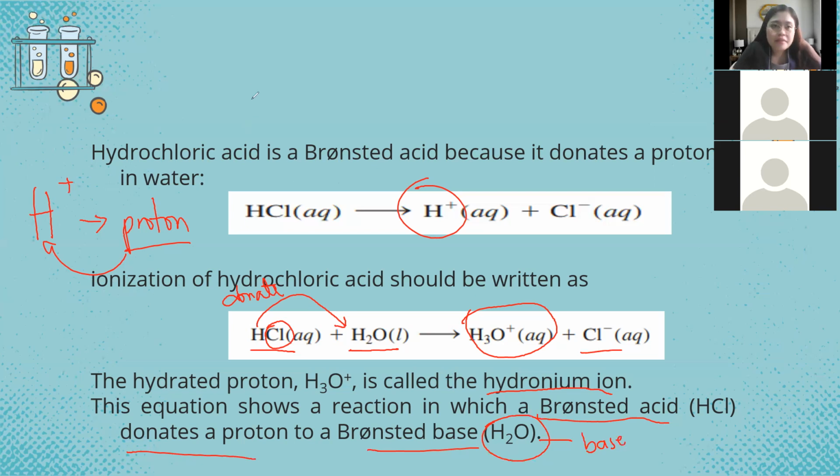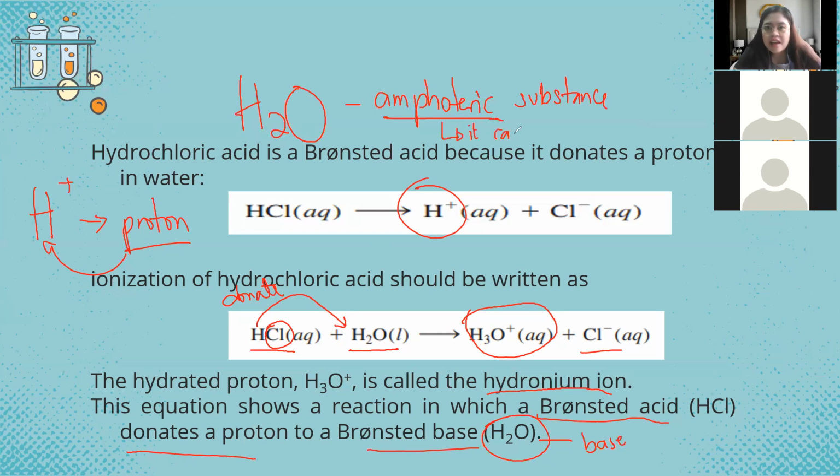Pero by the way, let me correct this one also and give emphasis to this. When you say water, water is an amphoteric substance. Take note of the word amphoteric. Anong ibig sabihin yan? It can act as either acid or base. So that's the uniqueness of water. Again, that's the uniqueness of water. Pwede siya acid, pwede po siya base.